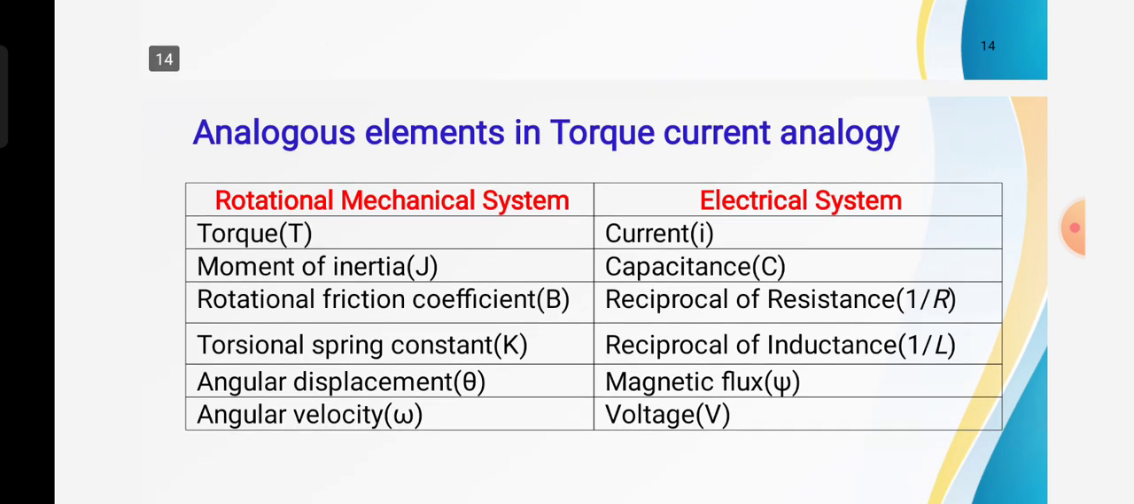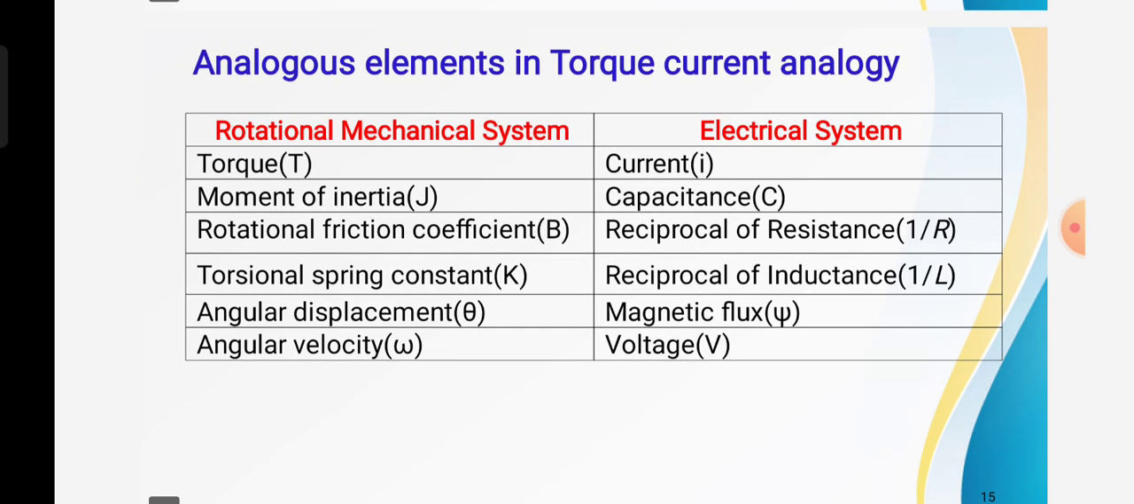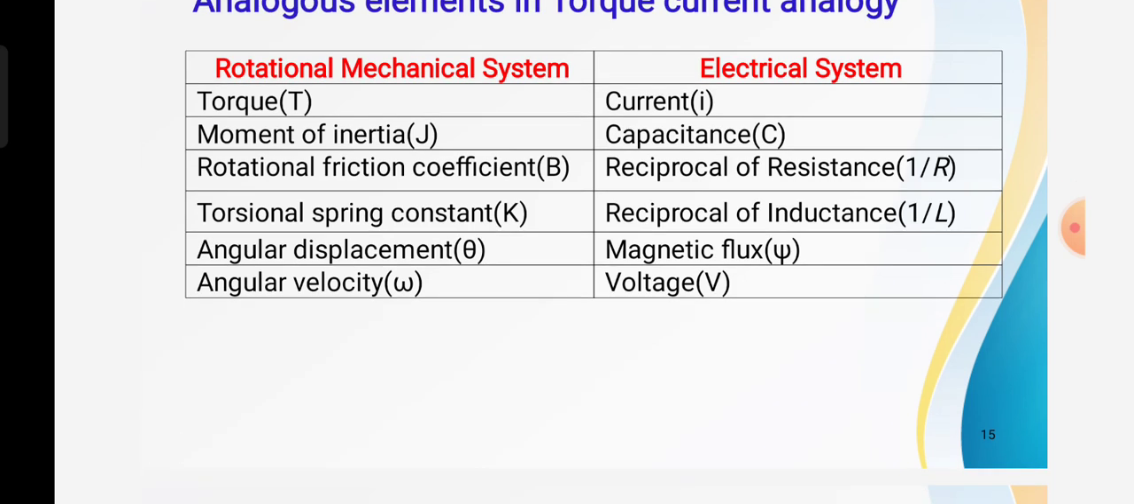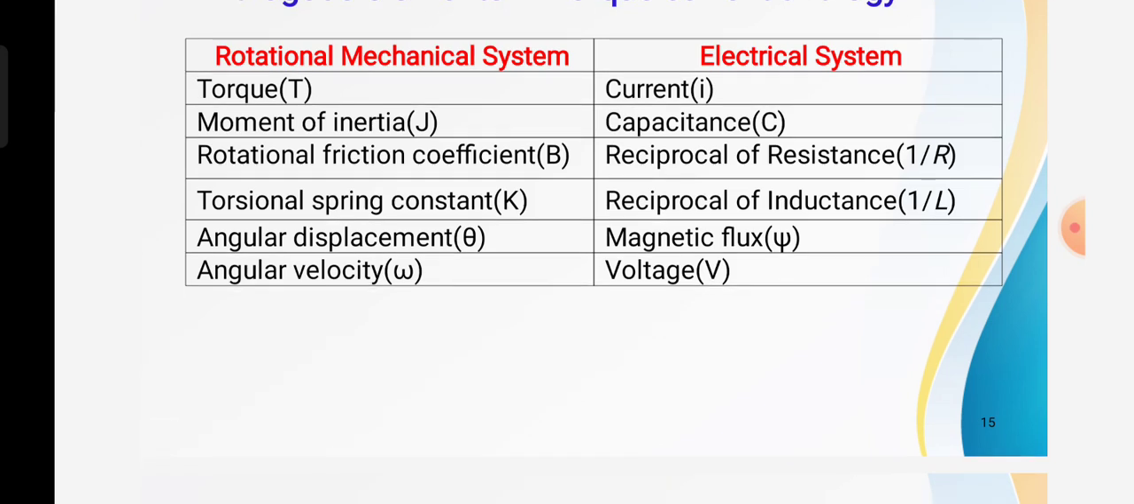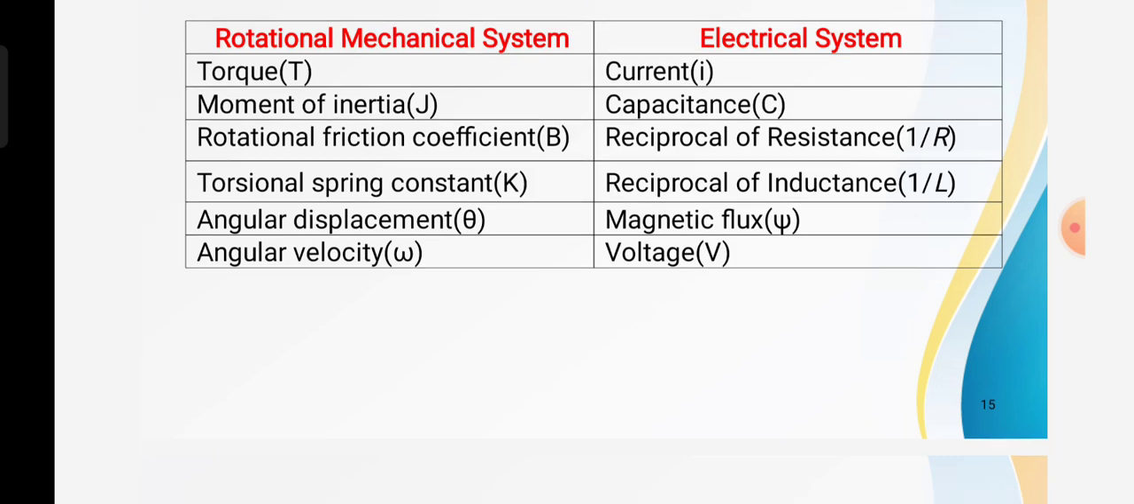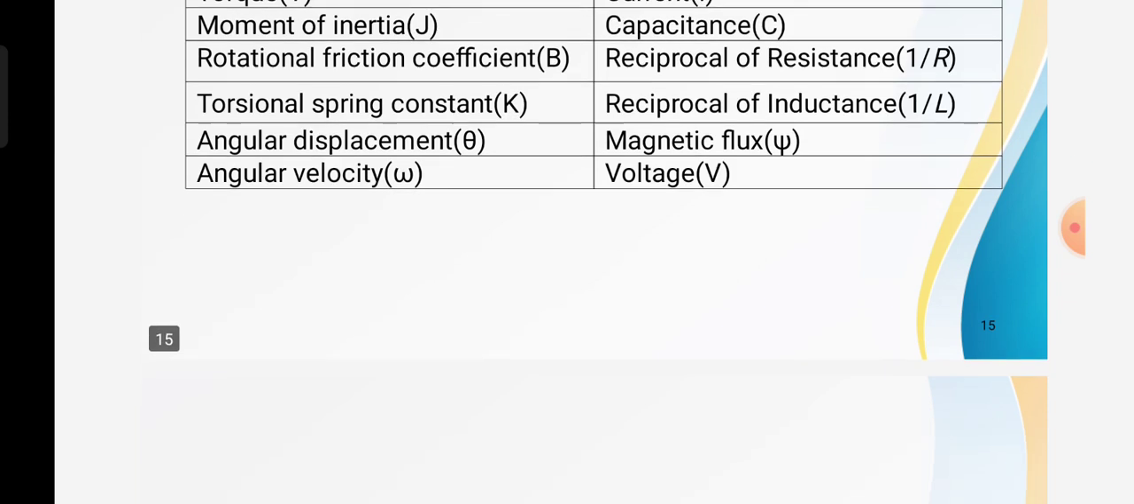Next, analogous elements in torque current analogy. The torque in a mechanical rotational system is analogous to current in an electrical system. Moment of inertia is analogous to capacitance in an electrical system. Friction coefficient is analogous to the reciprocal of resistance in an electrical system. Torsional spring constant in a rotational mechanical system is analogous to the reciprocal of inductance in an electrical system. Angular displacement is analogous to magnetic flux in an electrical system. Angular velocity is analogous to voltage in an electrical system.